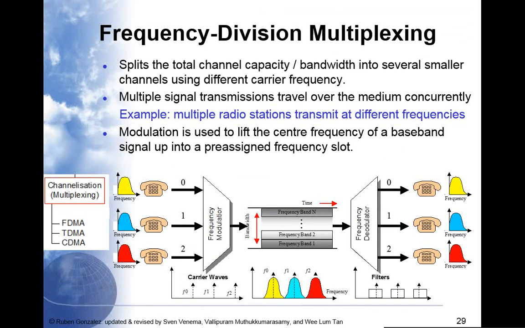We'll talk about those later, I guess. But frequency division multiplexing splits the total channel capacity of bandwidth into several smaller channels using a different carrier frequency. That sounds very technical. You're very familiar with this model, actually.